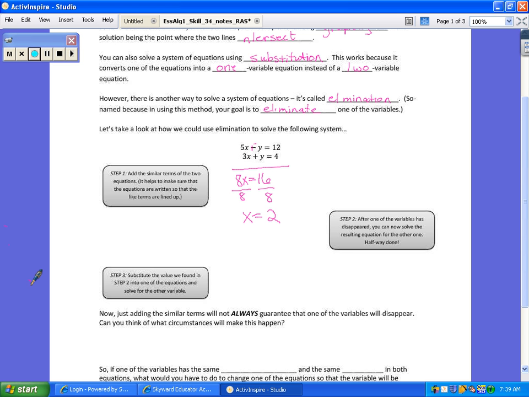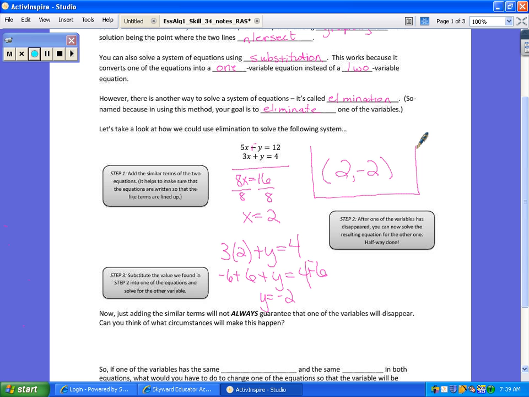I'm going to use the bottom equation because the y in that one is positive, and it makes my solving a little bit easier. So 3x plus y equals 4, so 3 times 2, because that was my x, and then plus y equals 4. So finish solving this equation for y. Get y equals negative 2. Just like in graphing, we're going to write our answers in an ordered pair, alphabetically, x, y. So my answer to this problem is 2, negative 2.